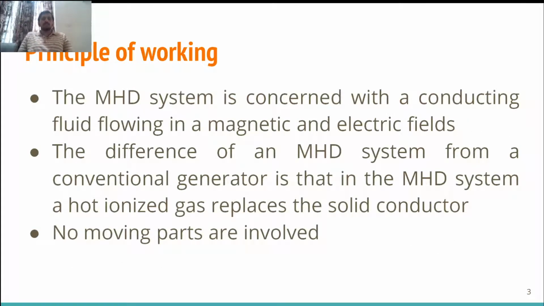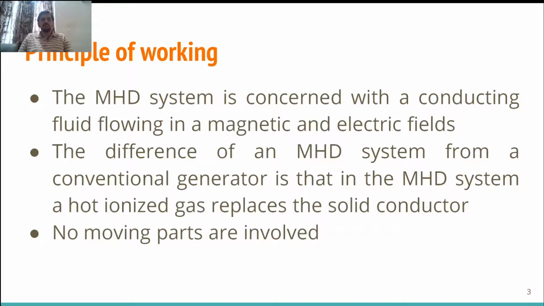This is the principle of working of the MHD system. Magneto-hydrodynamic, MHD, is concerned with a conducting fluid. The working fluid will be a conducting or ionized fluid flowing in magnetic and electric fields. A conducting fluid is allowed to flow under the influence of magnetic and electric fields.